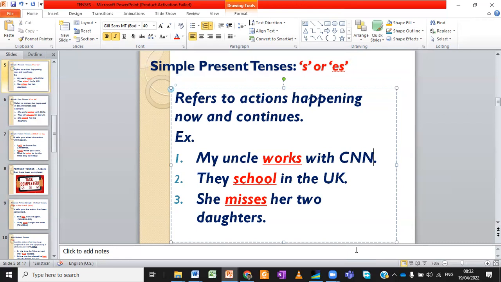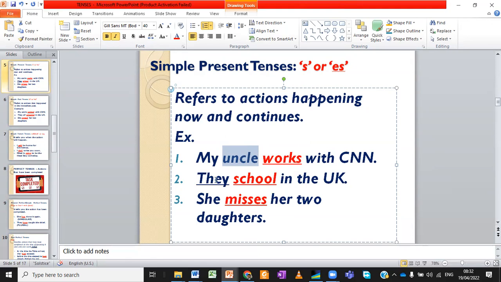Because school is not a simple present tense. No, it's because the subject is plural. Okay, if I say my uncle worked with CNN, is it correct? No, because this is singular. Your uncle is one. A singular subject must follow a singular verb. Works is a singular verb.